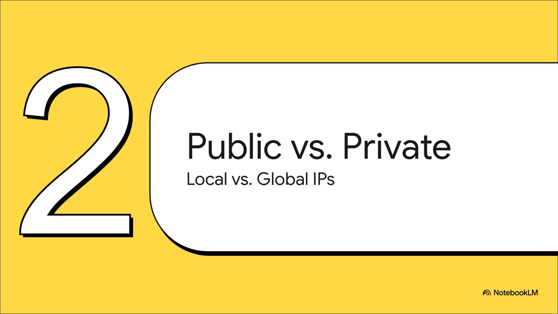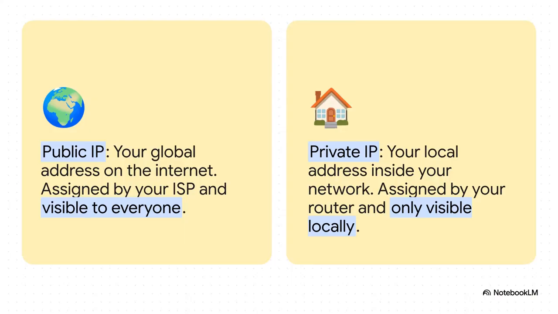Okay, but here's a cool thing. Just like with real-world mail, not every address is meant for the whole world to see. This brings us to the difference between, say, your apartment building's Main Street address and the specific number on your apartment door. So get this. Every single device you have hooked up to your home Wi-Fi actually has 2 addresses. Your public IP is your Main Street address assigned by your internet service provider. It's what the rest of the world sees.